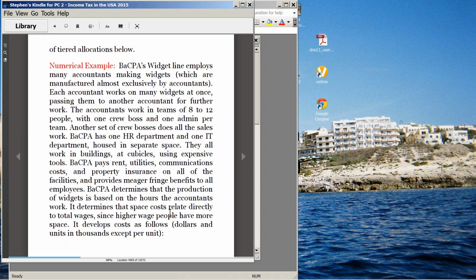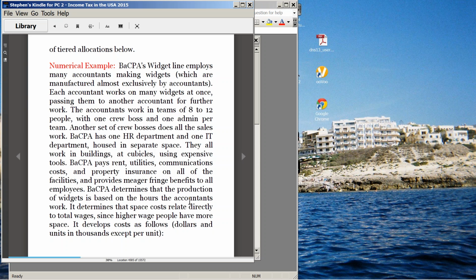A CPA firm also has an HR department and an IT department. Everybody has space that they use, and there's all the usual stuff connected with running a business. So if we want to determine what expenses relate to what income, how do we go about it? Well, the first step is we need to look at those expenses that relate to other expenses and allocate those.